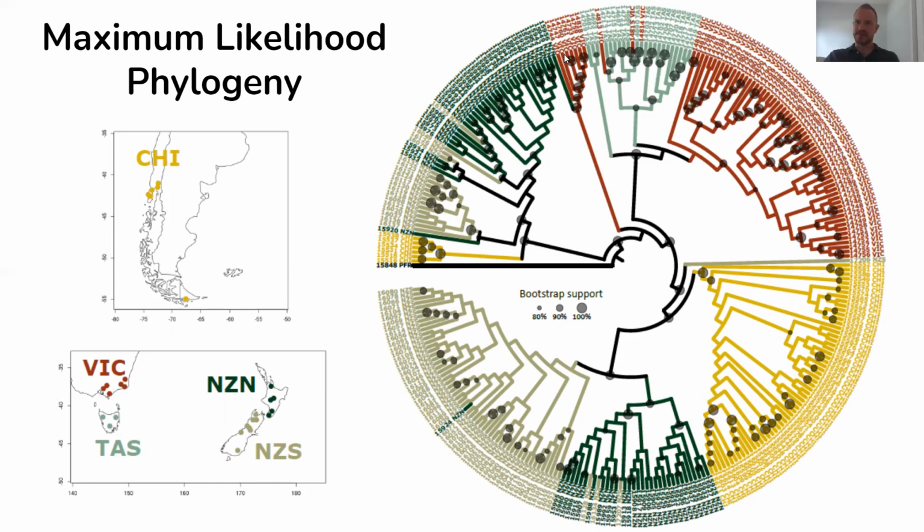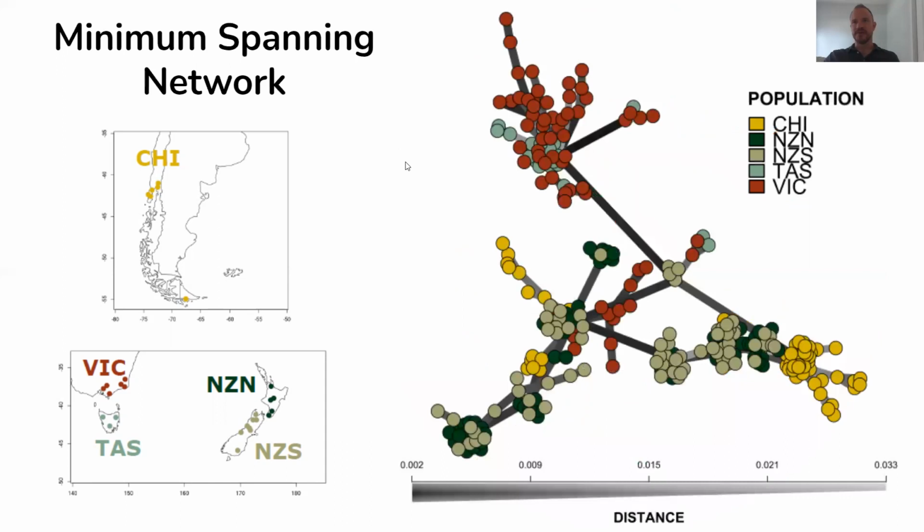But we also have these other clades over here that also contain them. So we do see structure based on what continent they're from, but it's not perfect. When we look at a minimum spanning network, we kind of get the same thing. We get some geographic clustering, but not perfect.